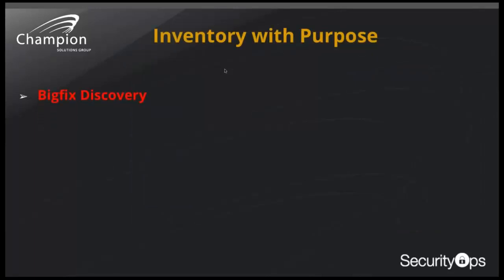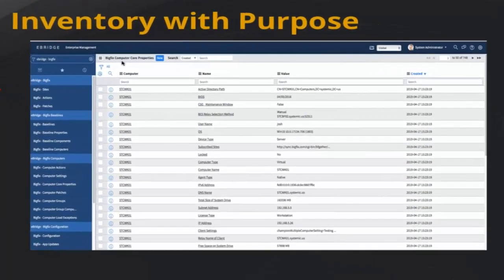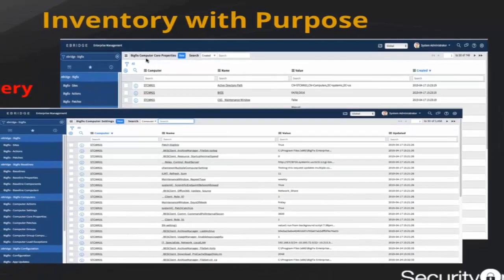So, inventory with a purpose. In our mind, Bigfix can be used to perform discovery in almost the same way that ServiceNow discovery works today. ServiceNow's discovery could be a combination of scripts that go out and perform Nmap scans or ping sweeps. You can have any scripting capability go off and do this type of data gathering. We have a component that does the same thing, but then we decided to tie in the Bigfix REST API to pull computer core properties and computer settings.